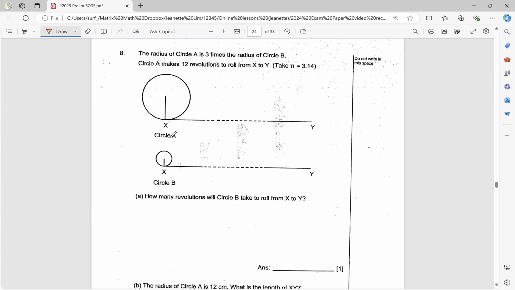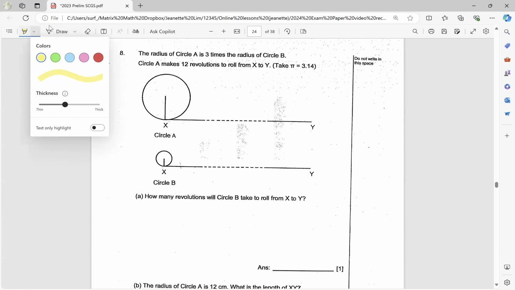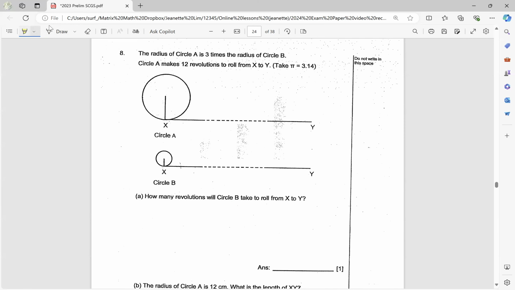Question 8. Radius of circle A is 3 times the radius of circle B. A makes 12 revolutions to roll from X to Y. How many revolutions will B take from X to Y? For A to roll 1 revolution, B will definitely roll more revolutions, right? Because the distance covered by A when it rolls will be the same as the circumference.